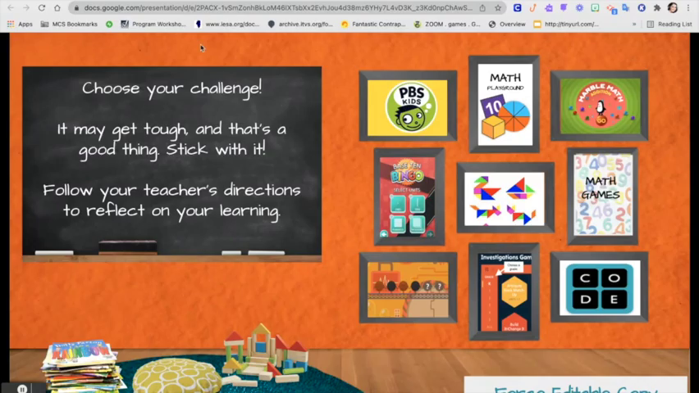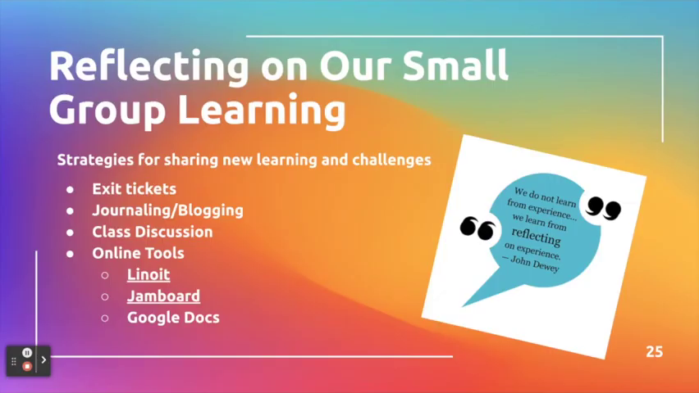The last very important piece in small group instruction and differentiation is making sure that you're always including that last piece of reflecting on what you learned. So, making sure that your students always have that piece at the end of their small group where they're sharing new learning or sharing challenges that they face that they know they want to work on moving forward. And there's lots of ways to do that. A lot of them we've already talked about.